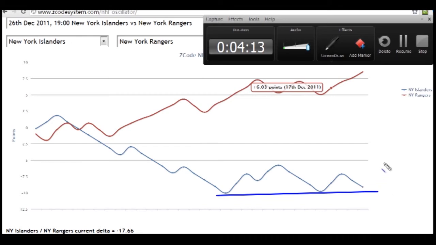So what does this tell us? It tells us that the New York Rangers are a much better team. The chart is much better. They're breaking the resistance level, and things look really, really good for the Rangers. So they should win this game with a big score.